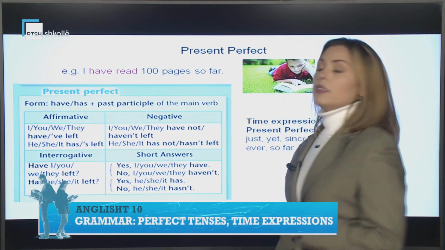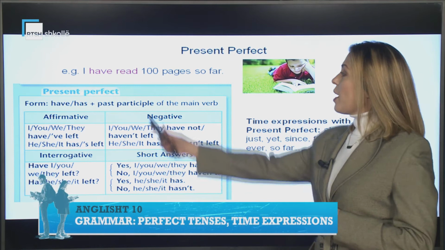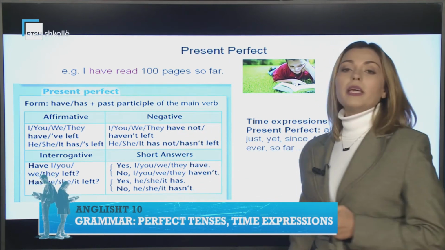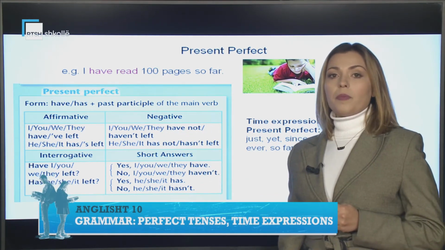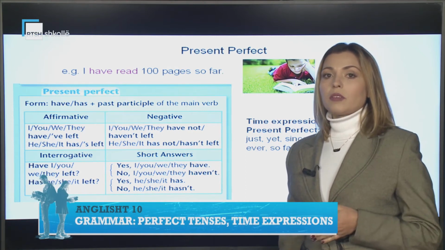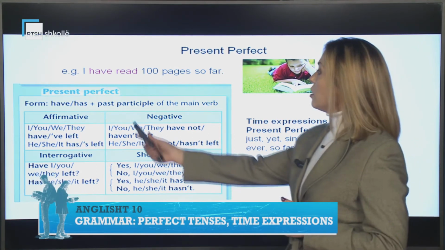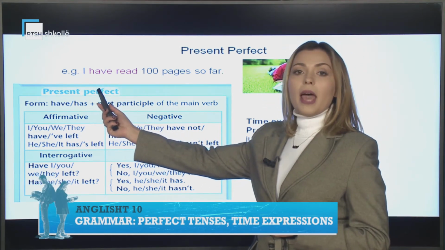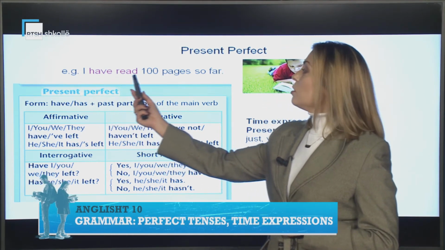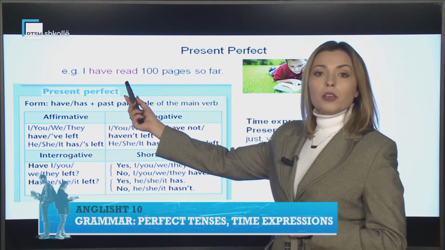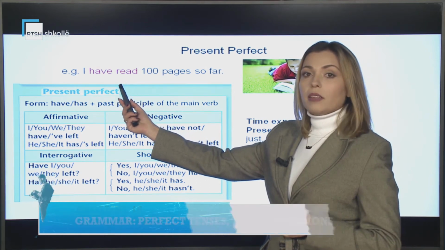We have the sentence, I have read 100 pages so far. Present perfect. How is it formed? It has got two parts. The auxiliary verb have and our verb in the past participle, read.